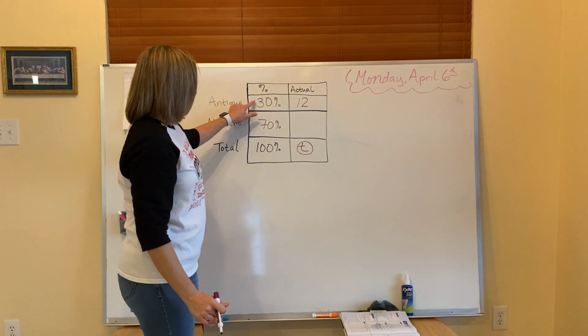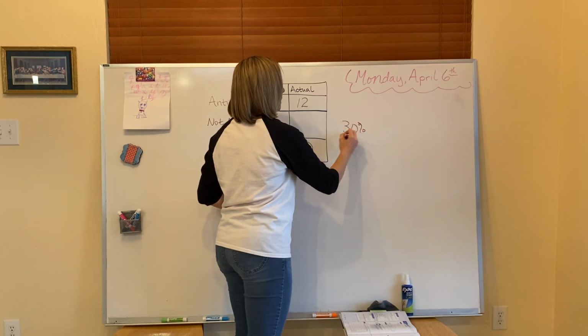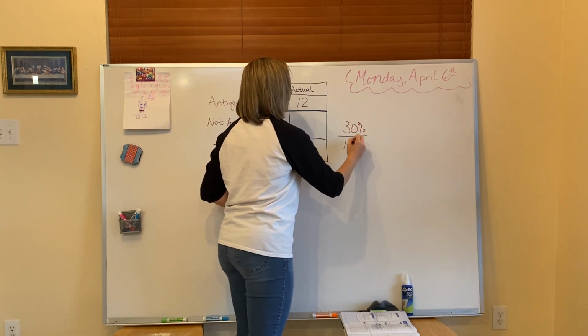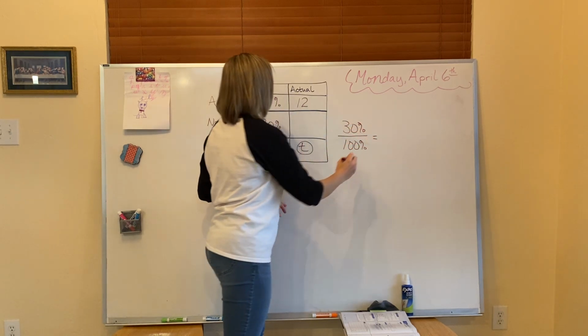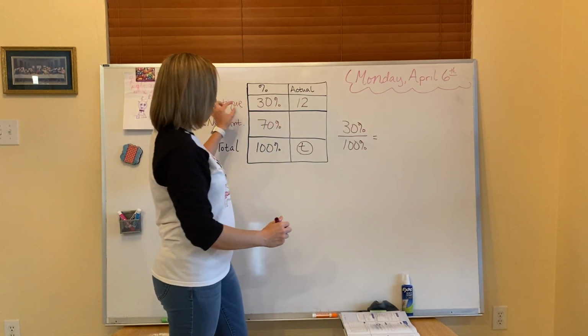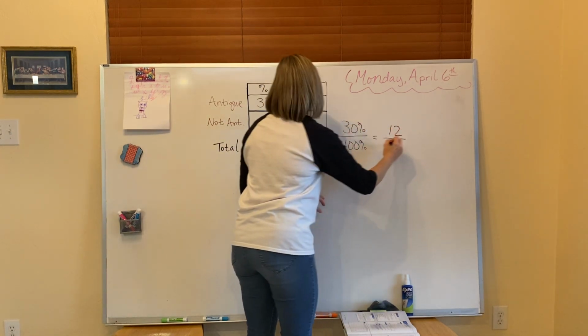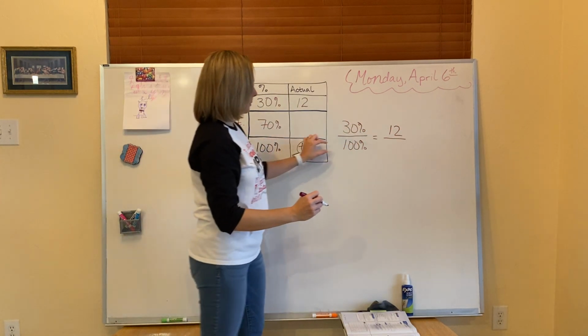Now we can set up a ratio problem. So we can say 30 is to 100, 30% is to 100%, as 12 is to t. So we have this row right here and this row on the bottom of our equation.